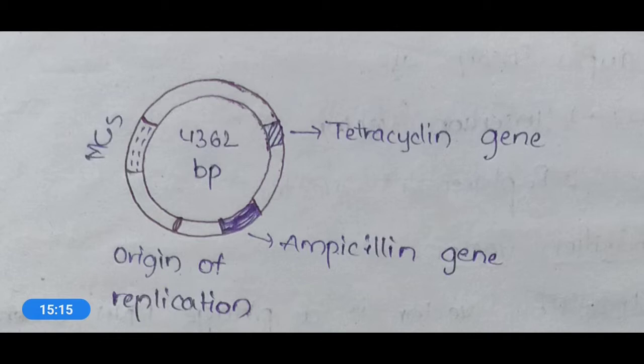Using these two plasmids, pSC101 and ColE1, this particular pBR322 was developed. This pBR322 is an artificial plasmid which is used mostly for E. coli. For gene cloning in E. coli, this pBR322 vector is mostly used.